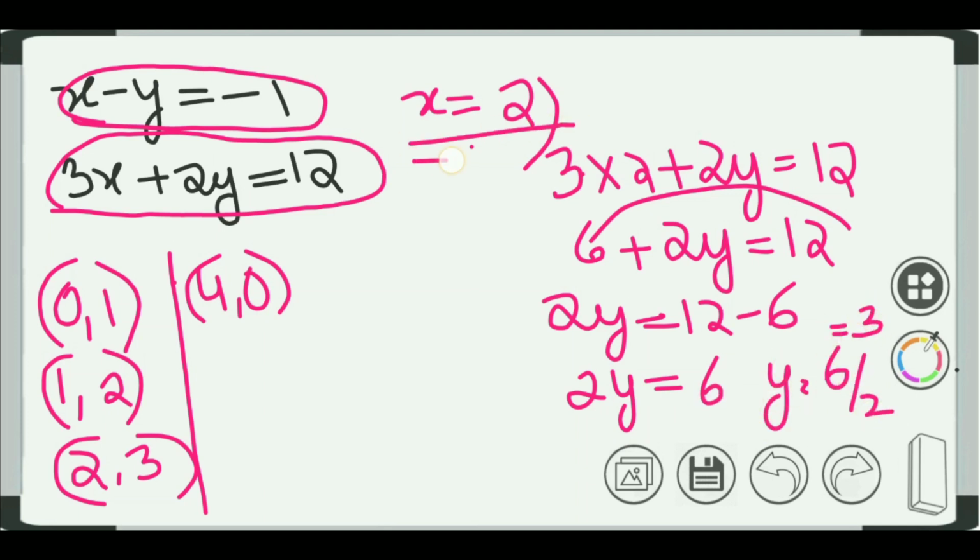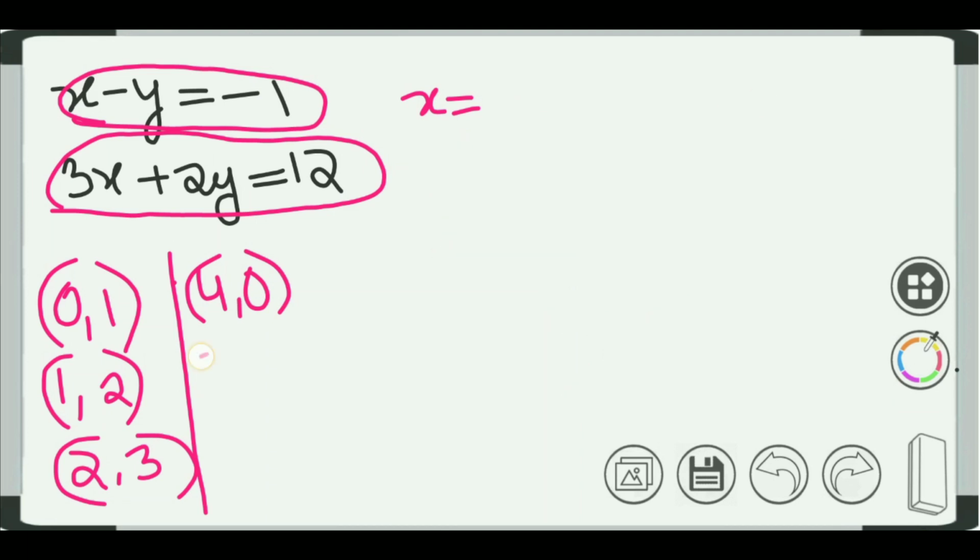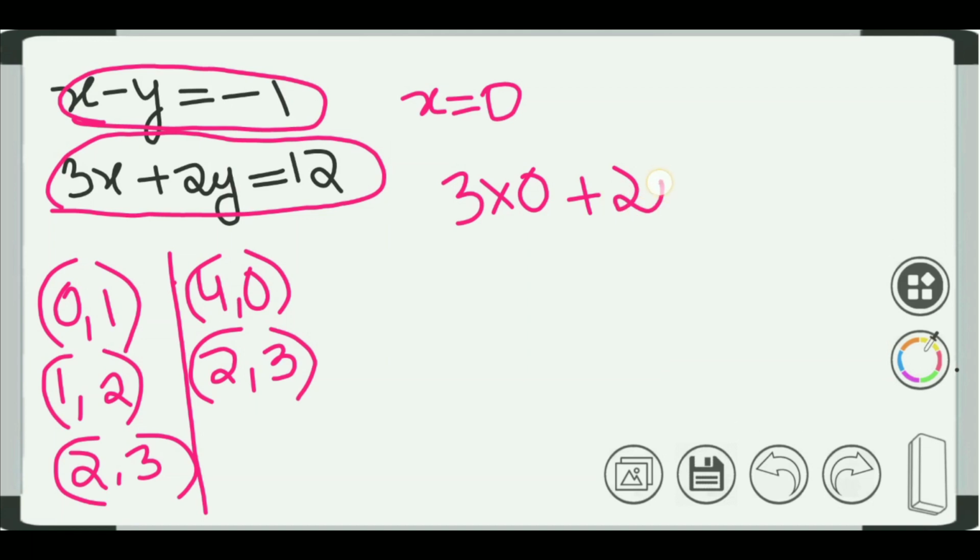So if x is equal to 2, y is equal to 3. Now I am putting x is equal to 0. We'll see what is the value for y. 3 into 0 plus 2y equal to 12. What is 3 into 0? 0. So this got cancelled.